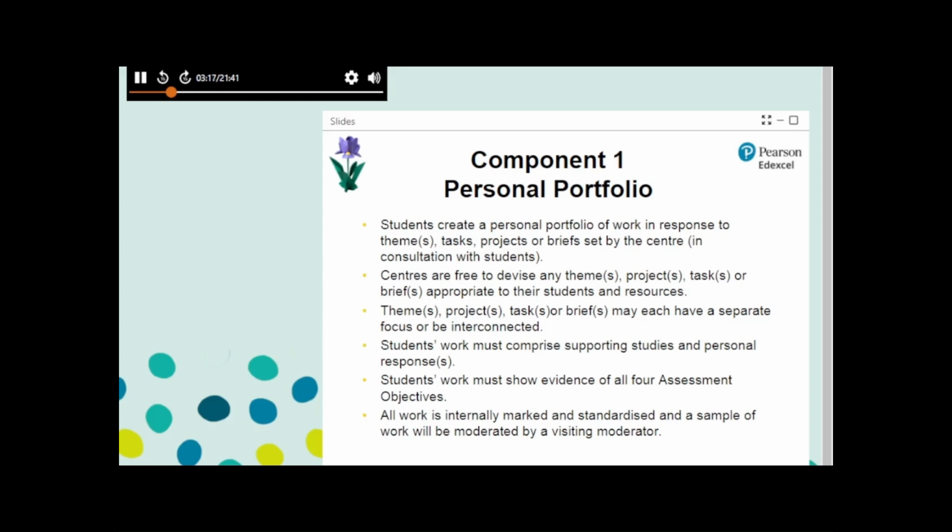All knowledge, skills, understanding and activities should therefore be relevant to the student's creative journey. The work undertaken for this component should be part of a substantive project or projects rather than a series of disjointed tasks, and work should evidence all 4 assessment objectives holistically. Students' work must comprise supporting studies and personal response. All work is internally marked and standardised, and a sample of work will be moderated by a visiting moderator.